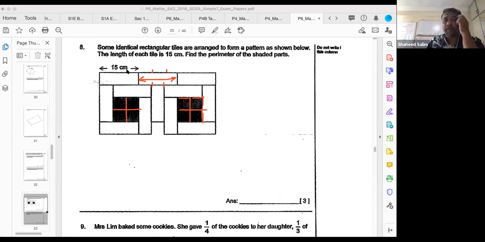So down here is 15. So 15, I divide by 3, I get 5, 5, 5. So this one's 5, 5, that means it's 10. This one also 10. What's the perimeter of this? 10, 10, 10, 10, 40 for this one. 10, 10, 10, 10, 40. Answer 80 cm, finish.